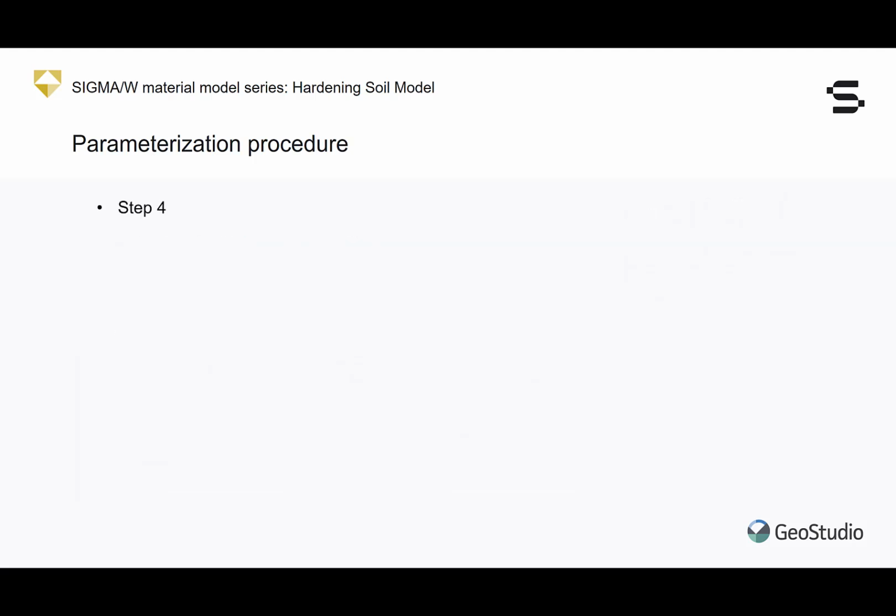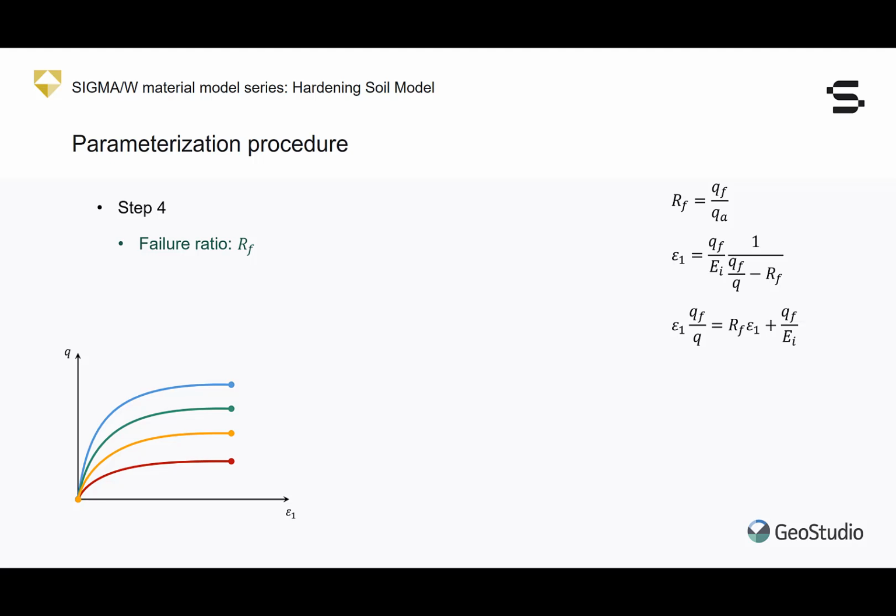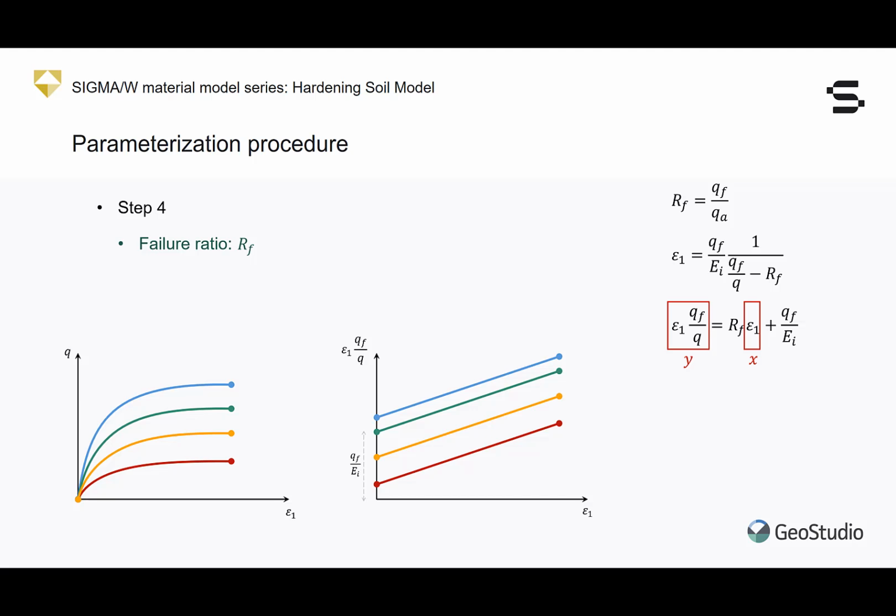The fourth step of the parameterization procedure is to calculate the failure ratio R_F. This constant has a value between 0.5 and 1, and is usually assumed to be 0.9. A more accurate value for this constant can be calculated based on the results of the triaxial tests. First, the stress-strain hyperbolic function is rewritten in terms of the failure ratio R subscript F. This expression introduces a new coordinate system in which each hyperbolic curve is projected to a straight line. The failure ratio is the slope of these parallel lines.